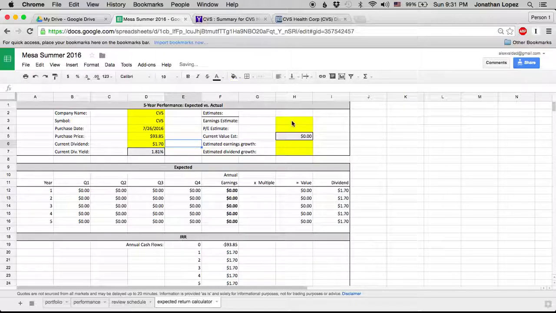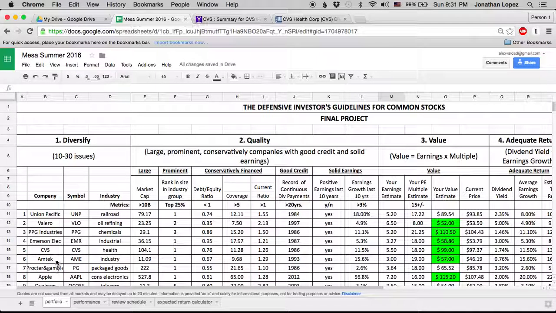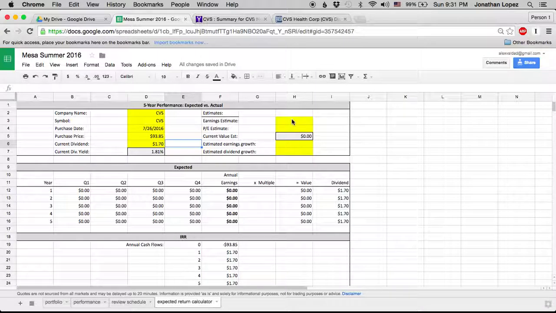Now here on this side we're going to put our 4 estimates. From homework number 1 we estimated earnings and the PE ratio. So for CVS we estimated earnings at 550 and a PE of 18. That was our earnings estimate, 550, PE ratio of 18. Okay, so let's put that on our spreadsheet. 550 and 18. So we estimate the value of the company to be $99.